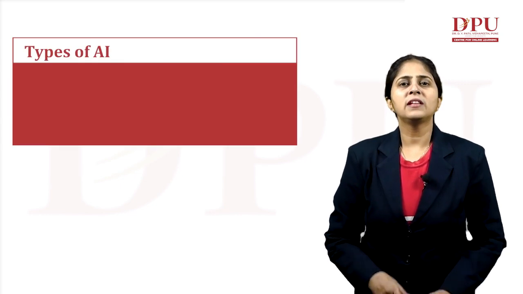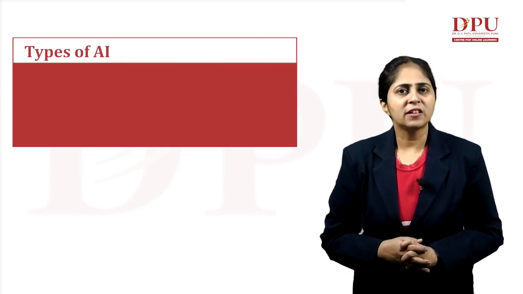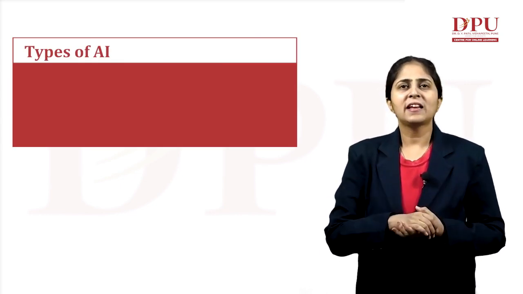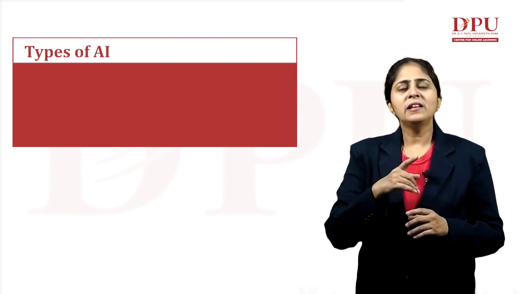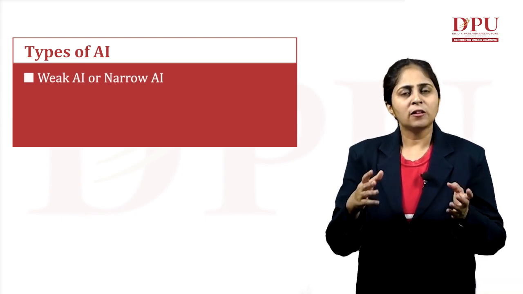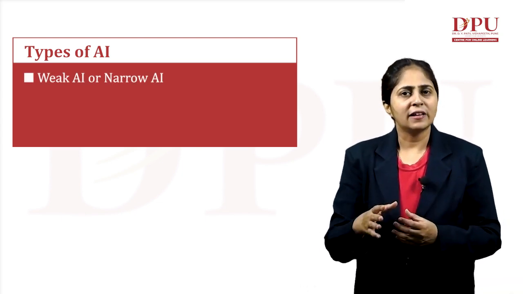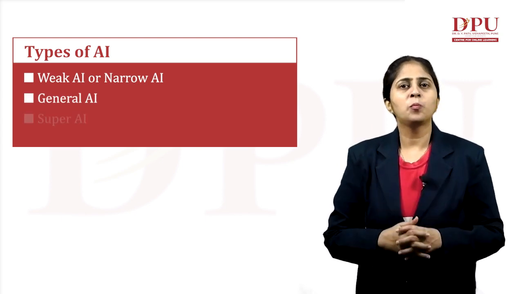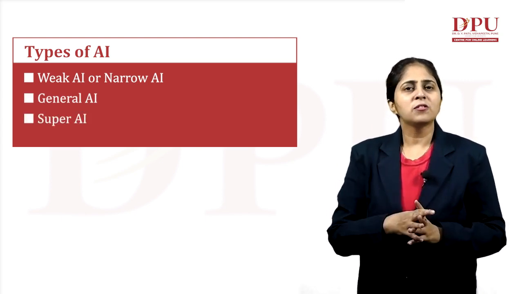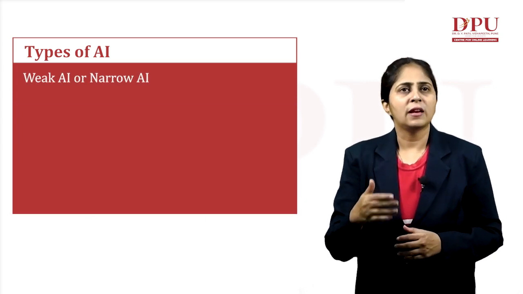Then talking about the types of artificial intelligence, we can basically categorize our artificial intelligence into three categories. One is a weak AI, or we can also call it narrow AI. Then we have the general AI, and then we have the super AI.